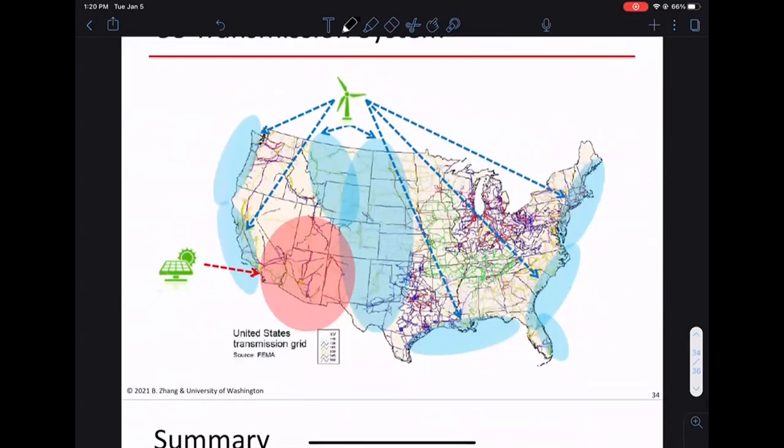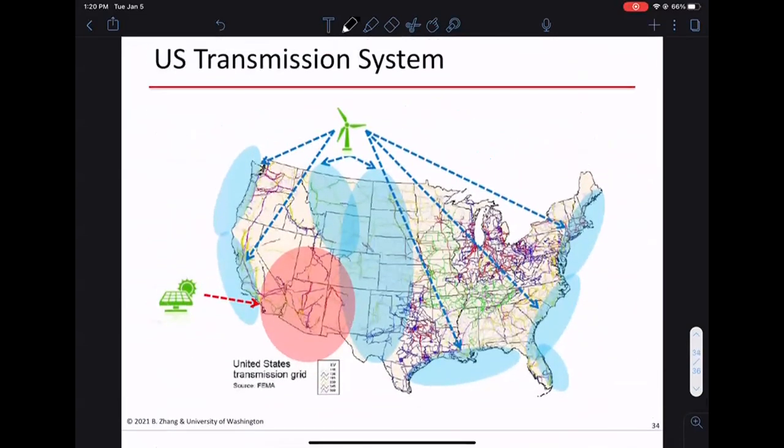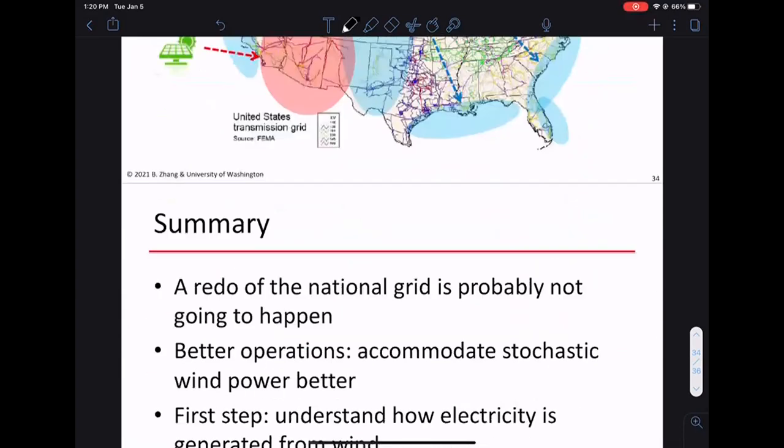Again, if you look at the transmission system, we always need to deal with the fact that wind is not really where the people are. We have to transmit power. For Washington State, there's a lot of wind, offshore wind, or even onshore wind on the other side of the mountain. But how do we get that to Seattle is by no means trivial. So these are some issues to think about.